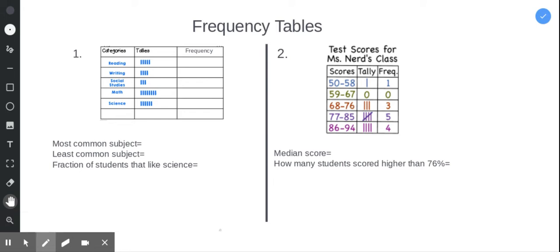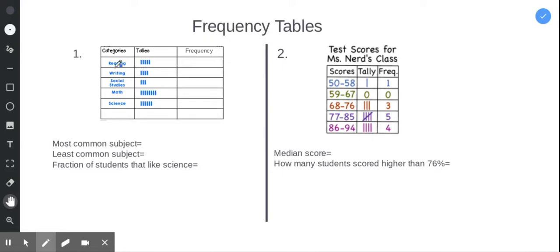Here's another way to organize data from a statistical question. Instead of using a dot plot, you could also use a frequency table, in which case you would write down the responses along the side, the options that they could have answered for the questions. So if I'm looking at question one, students might have said what was their favorite subject in school. So somebody said reading, writing, social studies, math, science.